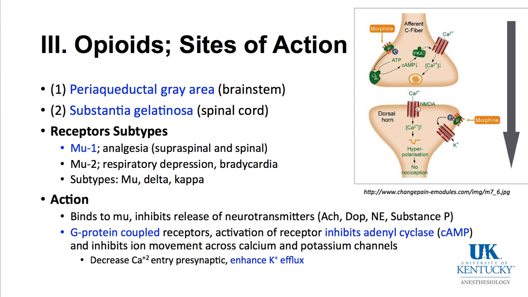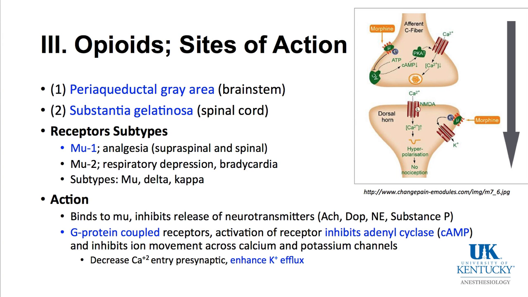Sites of action is the key word. Opioids act both in the central nervous system at the brainstem level as well as in the spinal cord. We call the brainstem level where opioids act the periaqueductal gray area, and in the spinal cord, substantia gelatinosa or lamina Rexed 2. There are receptor subtypes, mu specifically, that opioids act at. Mu1 activation results in analgesia, both supraspinal and spinal, and mu2 activation results in respiratory depression.